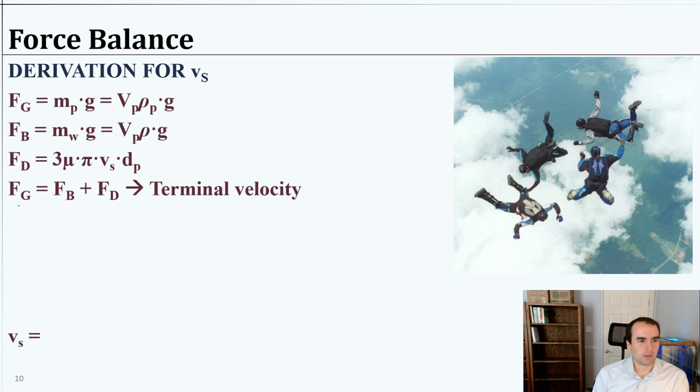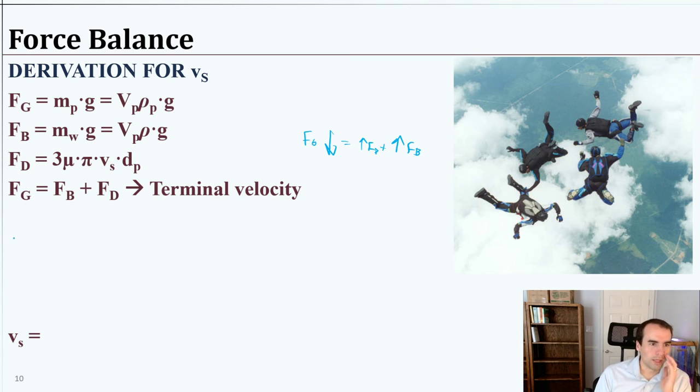So let's derive this. If we set up this system, we want to solve for the terminal settling velocity. We know that the force of gravity is the one pulling down, and at the terminal settling velocity, that happens when that force equals the opposing forces. So when the force of gravity is equal to the force of drag plus the force of buoyancy, that's the moment where we reach that critical settling velocity. We are no longer accelerating upwards or downwards.